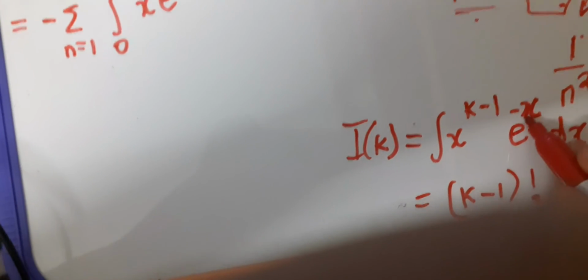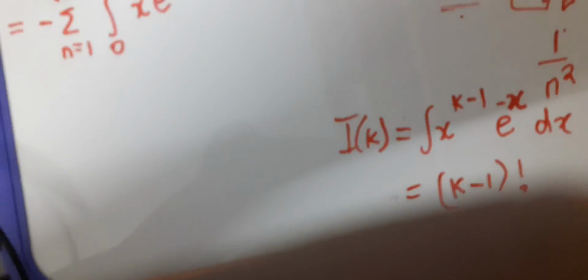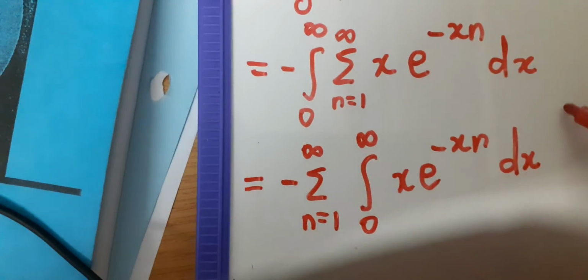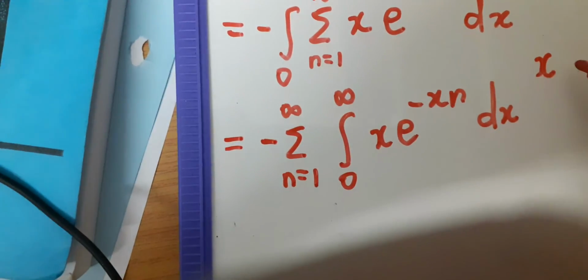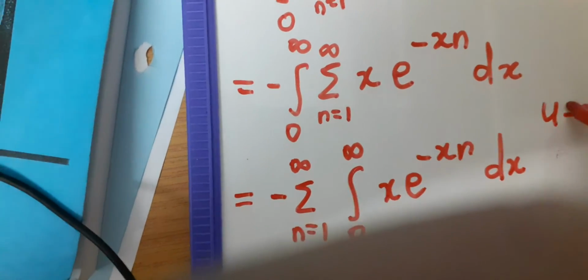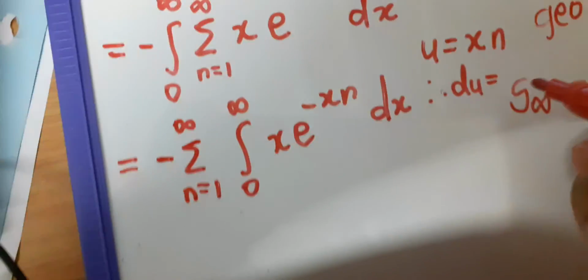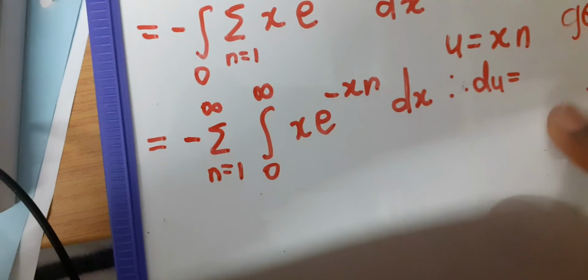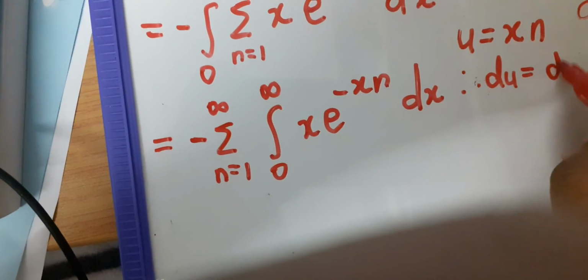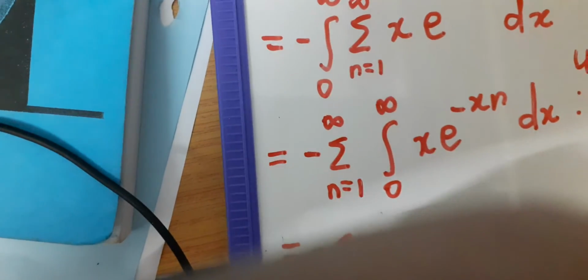Now we want to turn this into one equation, and how we do that, we use u substitution. When you use u substitution, we're going to say u equals xn, and therefore du equals dx times n. So we substitute here minus this.